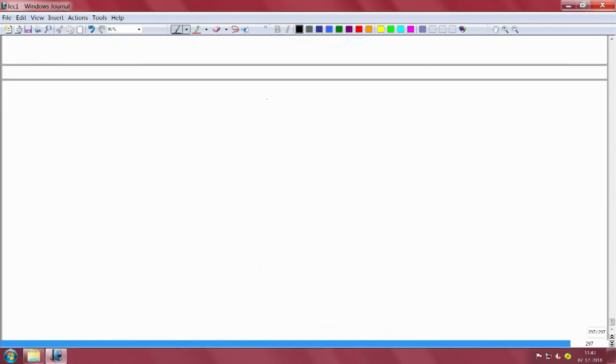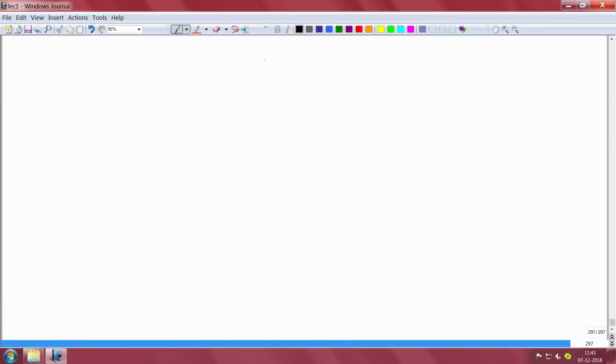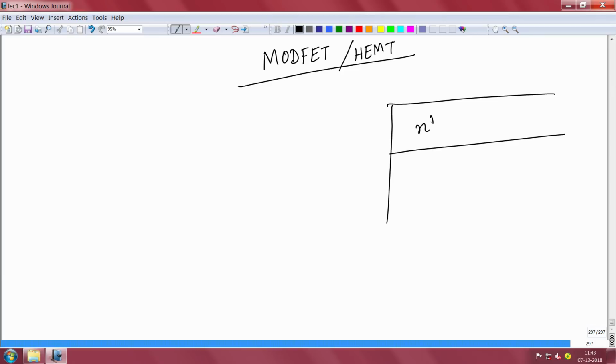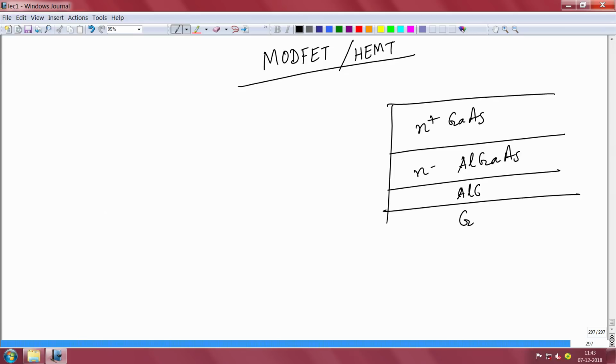So if you recall, I told you that there is this device called MODFET, modulation doped FET, or you can call it high electron mobility transistor, HEMT. Essentially what happens is that you have a layer of very highly doped gallium arsenide, okay, and then you have a doped layer of aluminum gallium arsenide, and then you have a layer of undoped aluminum gallium arsenide, and then you have a layer of undoped gallium arsenide. These layers are very thin epitaxial layers. This is like a substrate, so this is very thick.